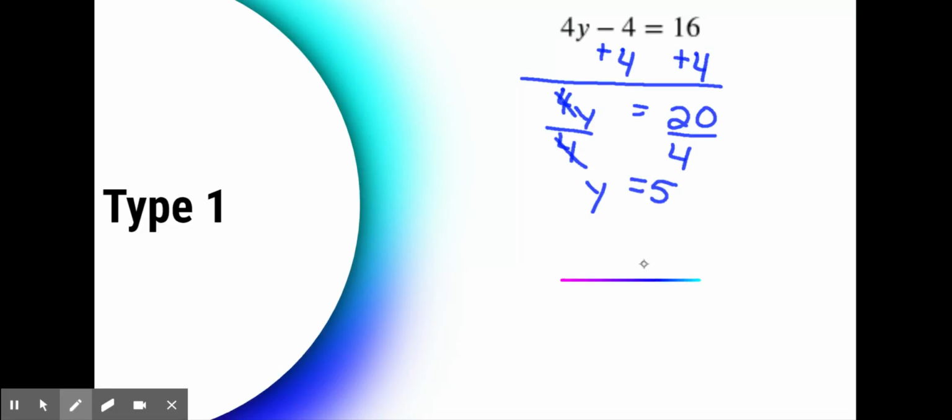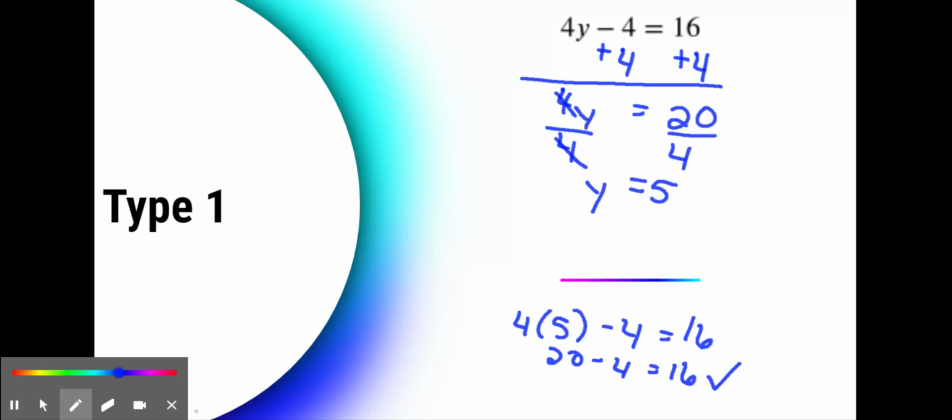Okay? Remember, you don't have to every time, but you can check an equation. So we can plug 5 back in for y. We can say 4 times 5 minus 4, and we want to know, does that equal 16? So I get 20 minus 4. That does equal 16, so my answer works. So we don't always show this checking step. You may have been made to show it when you were first learning how to solve equations, but if you're ever unsure, feel free to plug your answer back in and check your work.